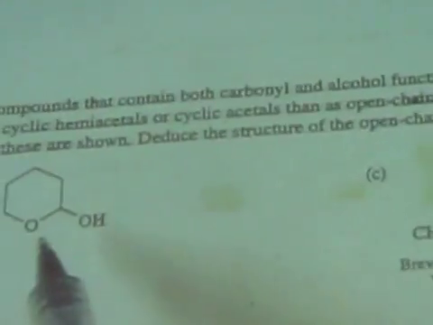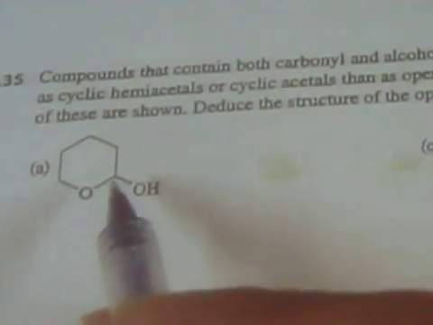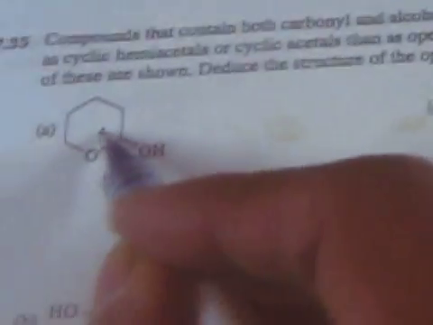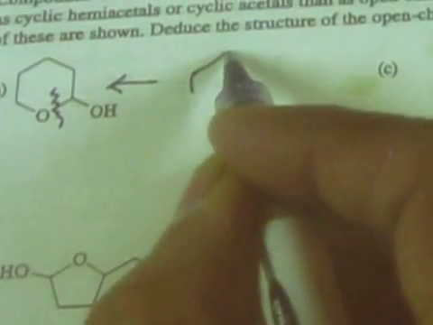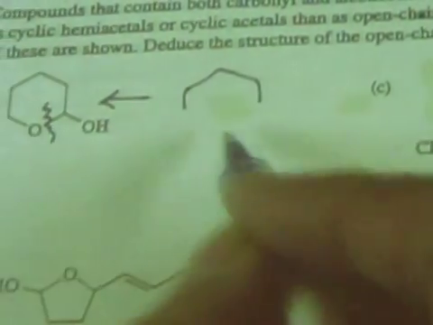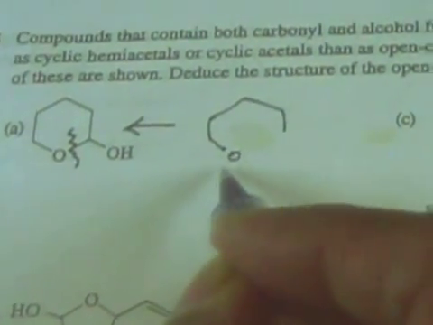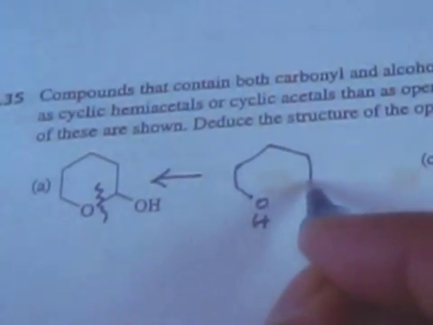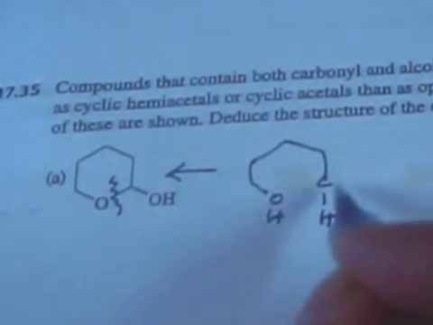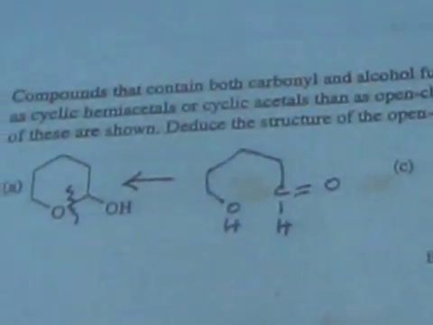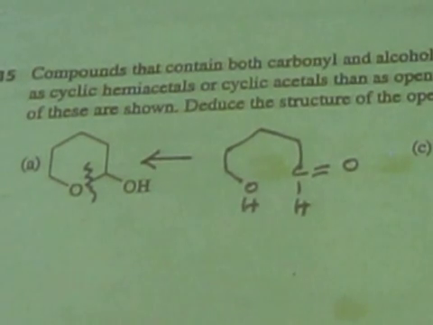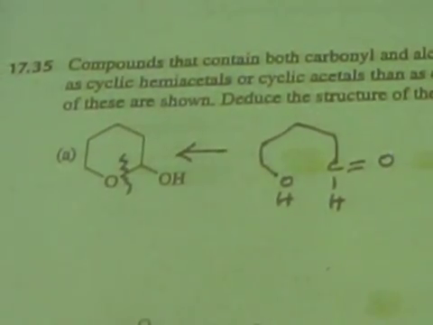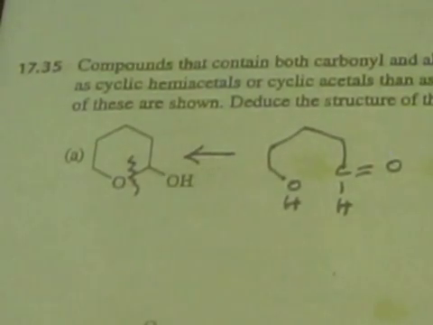This one, you have to break it between the carbon that has the OH group and the oxygen, right? So you have to break it here. If you break it there, this becomes OH, and this one is CHO. So the hydroxyl group now, that carbon was the aldehyde.